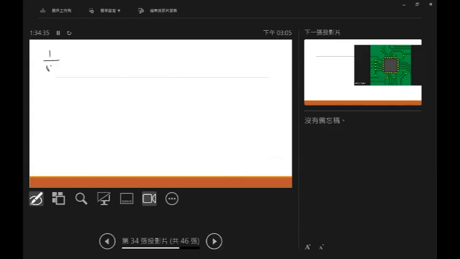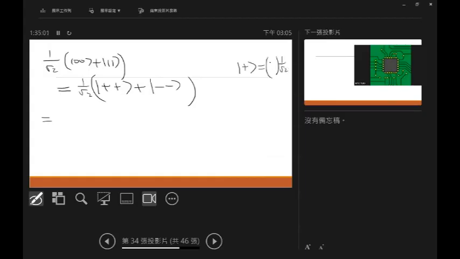What I want to say is that if you change the basis, this Bell state can also be written as |+,+> plus |-,-> over square root of 2. Now everything becomes weird. Why is this true? Remember that plus is 1 over square root of 2 times (|0> plus |1>), and minus is 1 over square root of 2 times (|0> minus |1>). We just check this. It's an easy exercise.